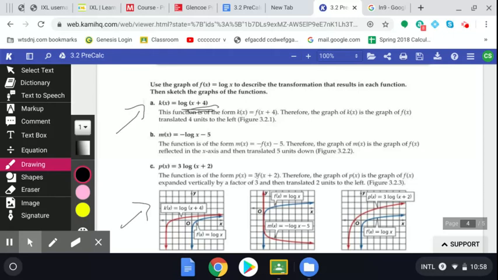For letter B, there's a negative in front of log x. So it's going to be a reflection, and it's going to be shifted 5 units down. So this is over here. You have the parent function, which is log x, and then the red function, which is a transformation. And then over here, 3 log x plus 2. You should be able to see that it's going to be expanded vertically because of the 3, and it's going to be shifted horizontally 2 units to the right.